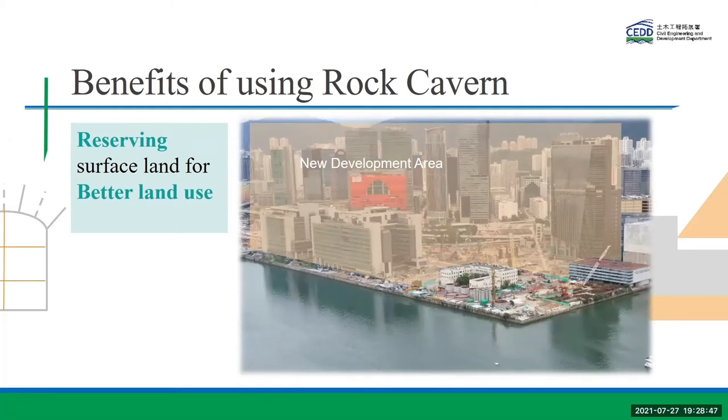However, even if there was surface land, I think the rock cavern would still be a preferable option for relocating the PWCL, taking into account that the value of surface land is so high nowadays in terms of land price and development potential. Rather than occupying another piece of valuable land in the central part of Hong Kong, the caverns option will still be financially and logistically viable.